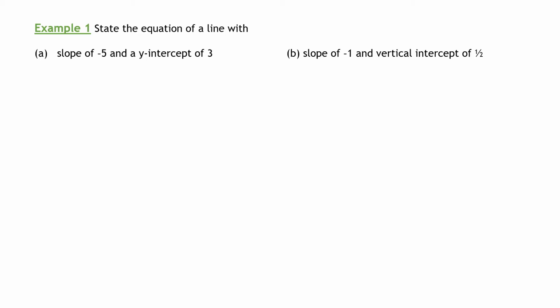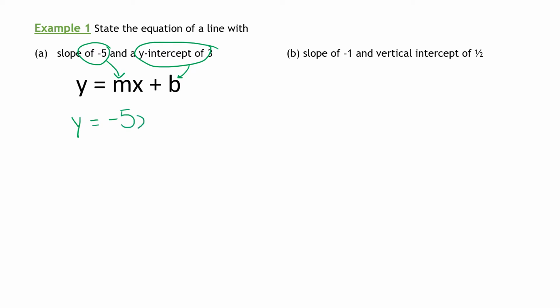Example 1. State the equation of a line with a slope of negative 5 and a y-intercept of 3. So we'll do A first. Here's our big formula, a super important formula, y equals mx plus b. What do we know? What can we sub in? It's got a slope of negative 5. That's going to go in for the m. And it's got a y-intercept of 3. That's going to go in for the b. So that's all there is to it. The equation of this line is y equals negative 5x plus 3. Now, if that were a y-intercept of negative 3, I would make that minus 3. That's all there is to part A.